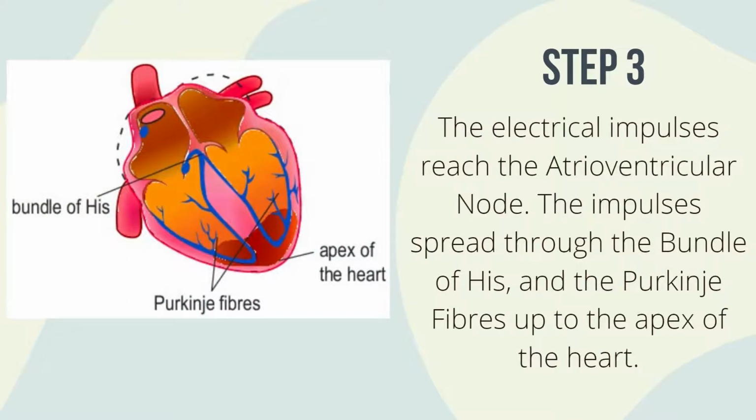Next is step 3. The electrical impulses reach the atrioventricular node here. The impulses spread through the bundle of His, up until the Purkinje fibers and the apex of the heart. So from here, flow until here.